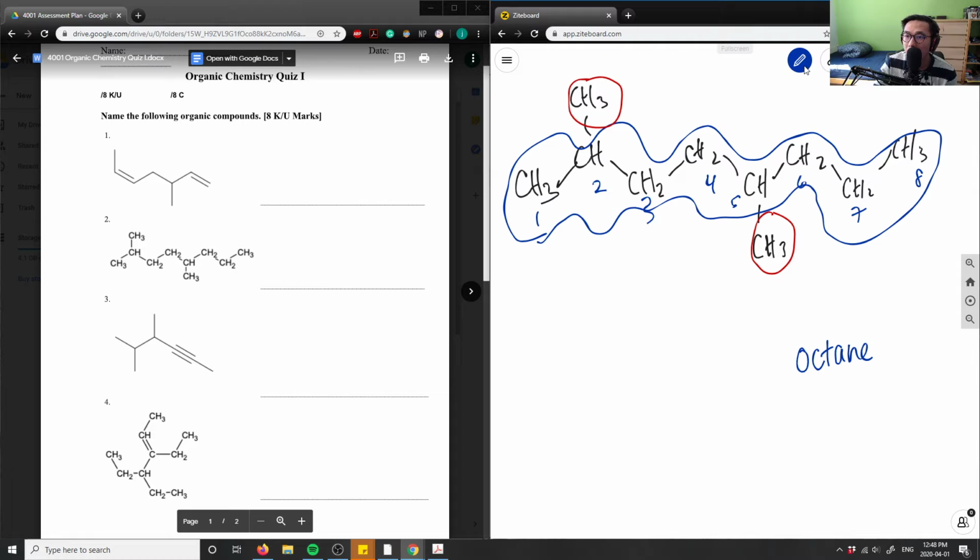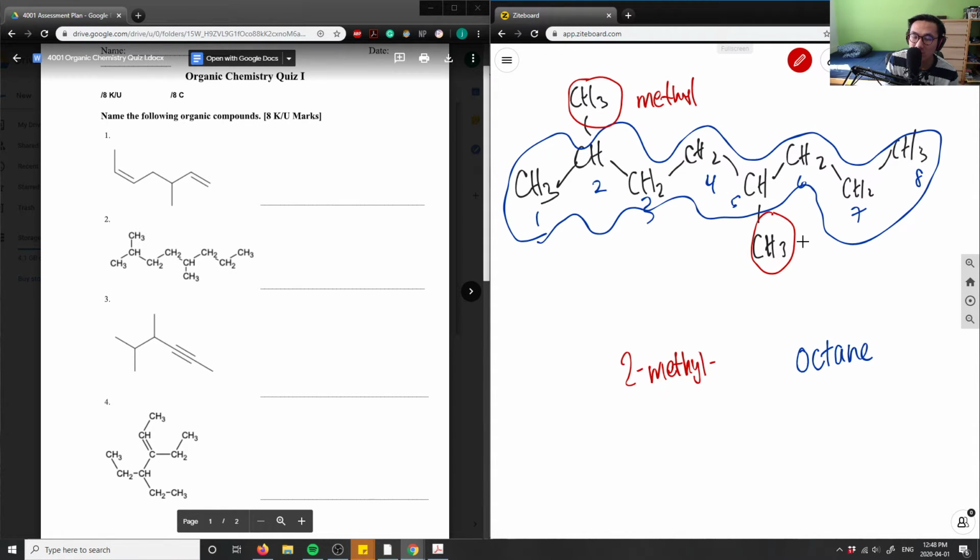Octane, and then I have to take care of these side groups, right? So I have a side group first. Let's start with the lowest number first. In this case, I have a side group at 2. This is a 1 carbon side group, so this is a methyl group here. So it's at carbon 2. So this is 2 methyl.